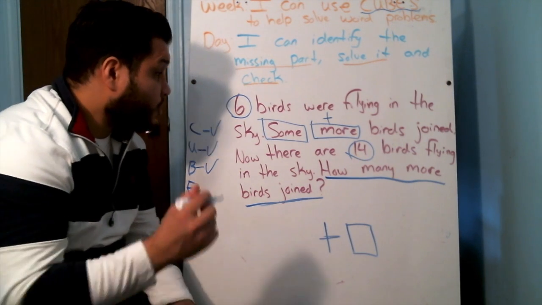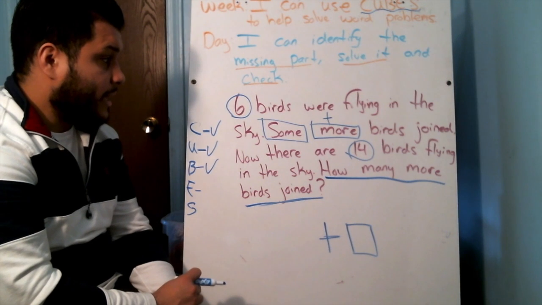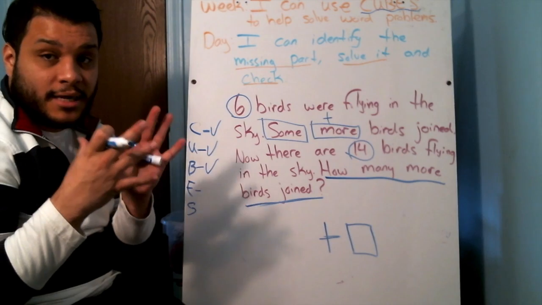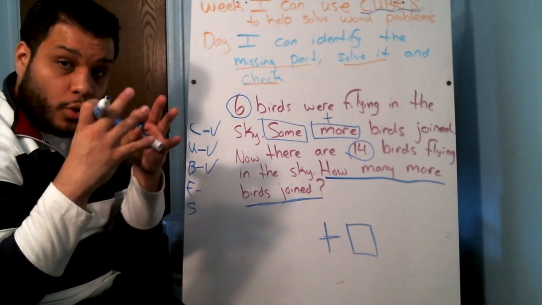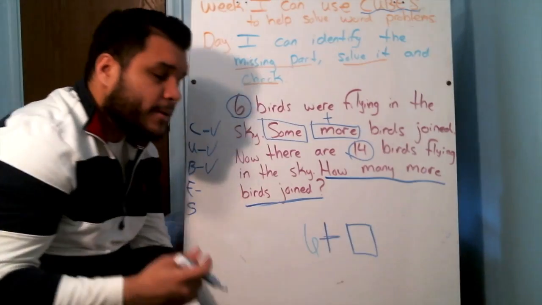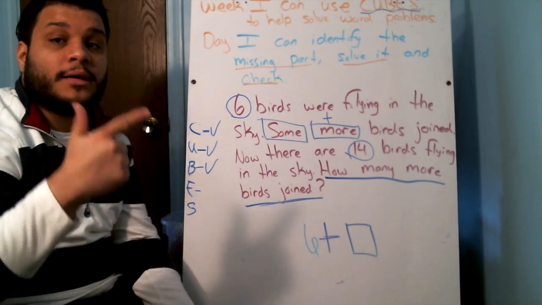So I have the number 6. 6 birds were flying in the sky. Okay, that doesn't let me know that that's the total. That lets me know that there was a certain amount of birds or part of the birds. So I'm going to put 6 here because I know my addition formula is part plus part equals whole.